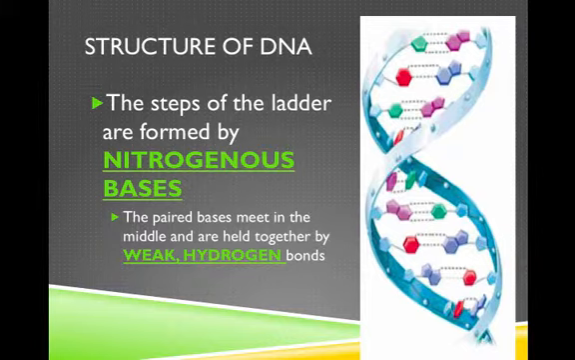The steps of the ladder, or the rungs, are formed by the nitrogenous bases. These are held together by weak bonds called hydrogen bonds. Why might we want the steps of the ladder held together by weak bonds? Well, think about what we needed to do before mitosis began. We had to go through interphase. And one of the parts of interphase was S phase, where we had to make a copy of our DNA. In order to copy the DNA, we need to be able to pull it apart.